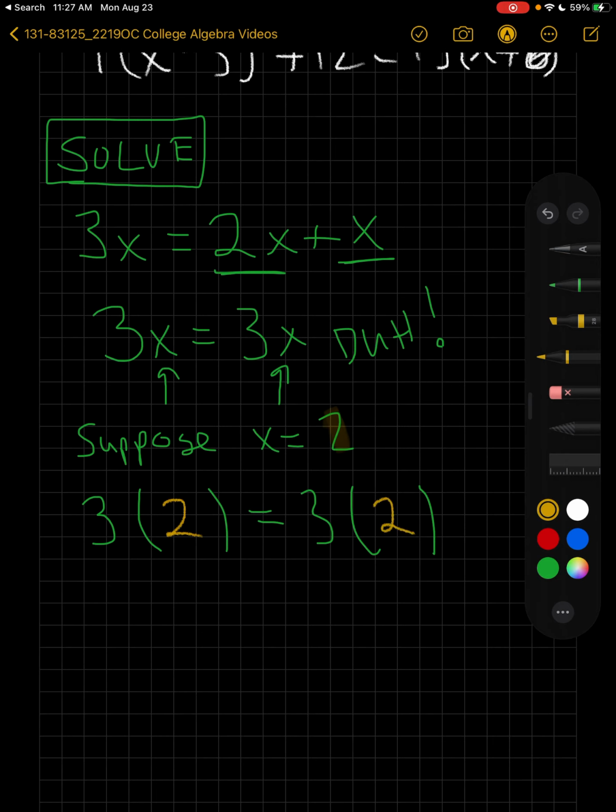So I would have 3 times 2 is equal to 3 times 2. And that would give me 6 is equal to 6. And that would be true. That's a true statement.